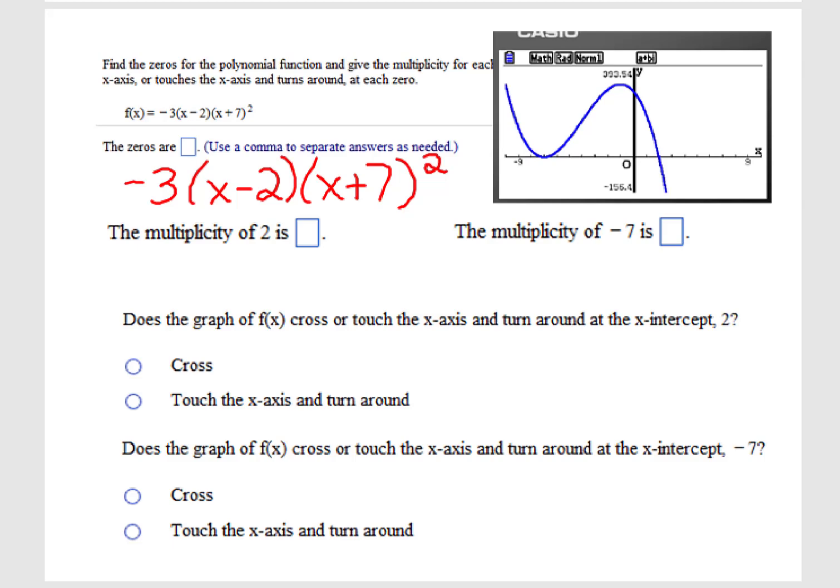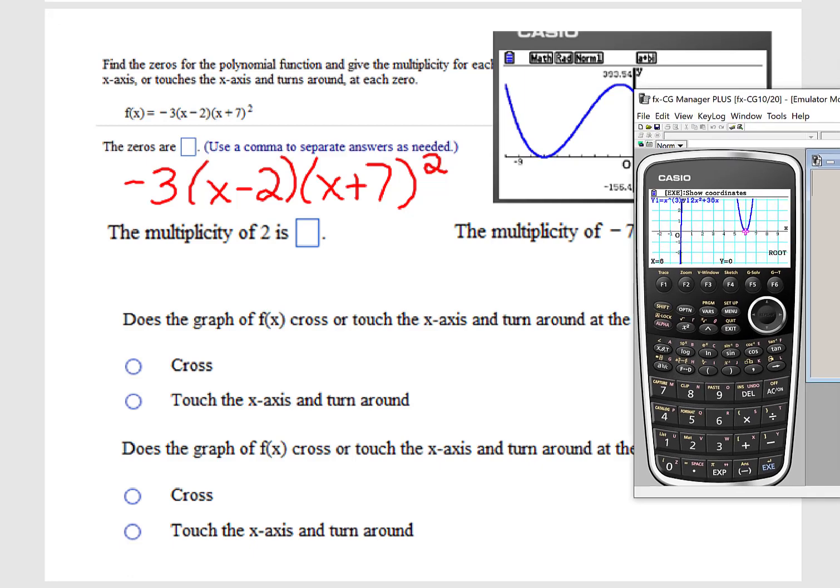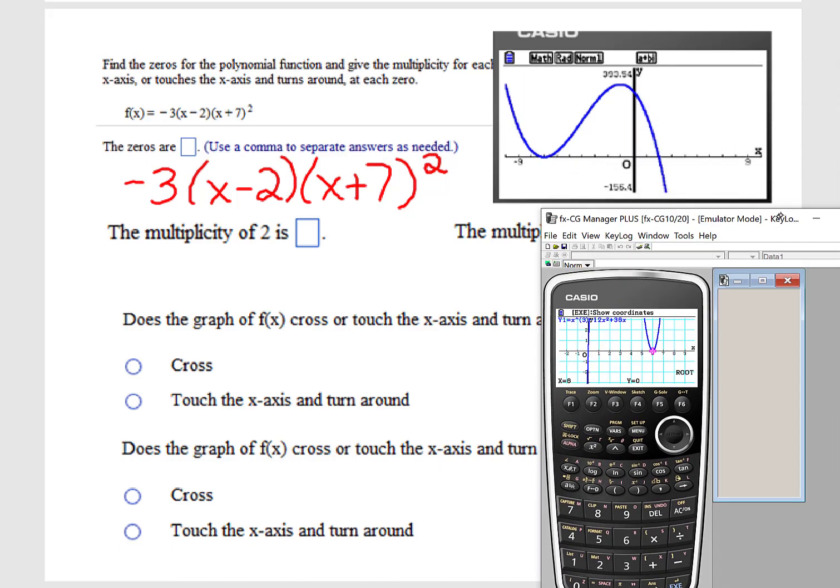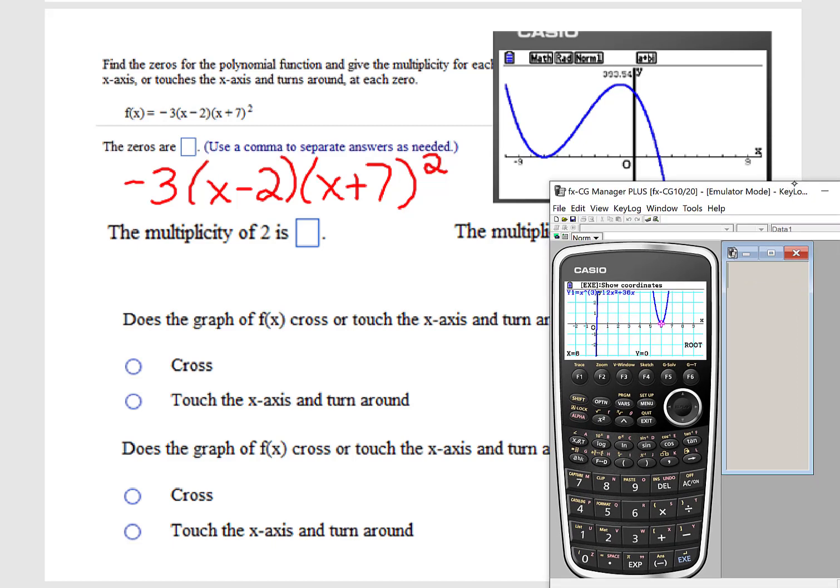Okay, so here they ask us to find the zeros for the polynomial function and give the multiplicity for each x-axis. I was like, that doesn't make sense. The multiplicity, it probably says for each solution on the x-axis. For each solution, and then tell whether it passes through the x-axis or touches the x-axis and turns around at each 0. Okay. So that's the graph. Let's go ahead and graph it anyway so we could just get that practice. Excuse my little calculator. I do not know how to get it back big, and so I was messing with it, and finally I just gave up.